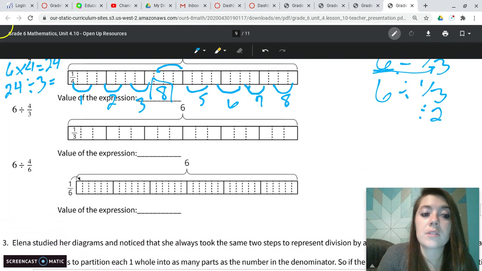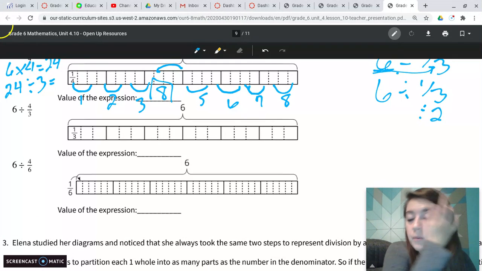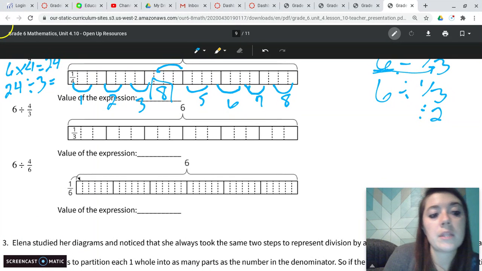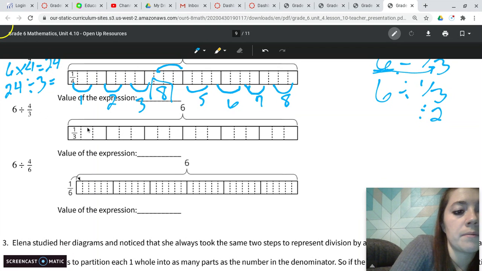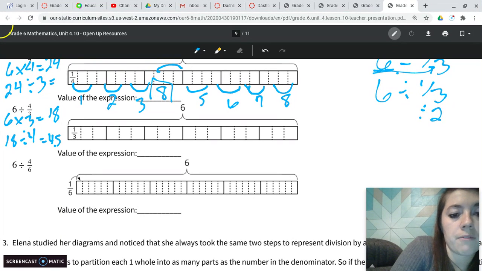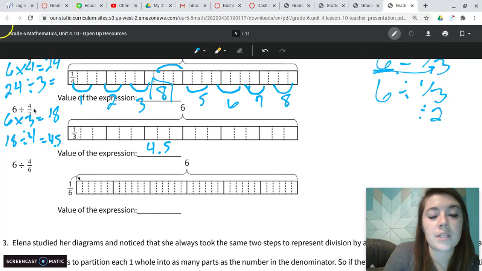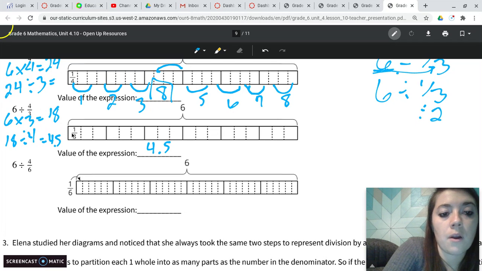All right, so 6 divided by 4/3. Maybe it was a fluke. Let's try it with another one. So in this case, we're going to take 6 times 3, which is 18, and then 18 divided by 4, which in this case is going to give us 4.5. So we'll have 4 1/2 groups. So we're taking 4/3. So we're going to go 1, 2, 3, 4.